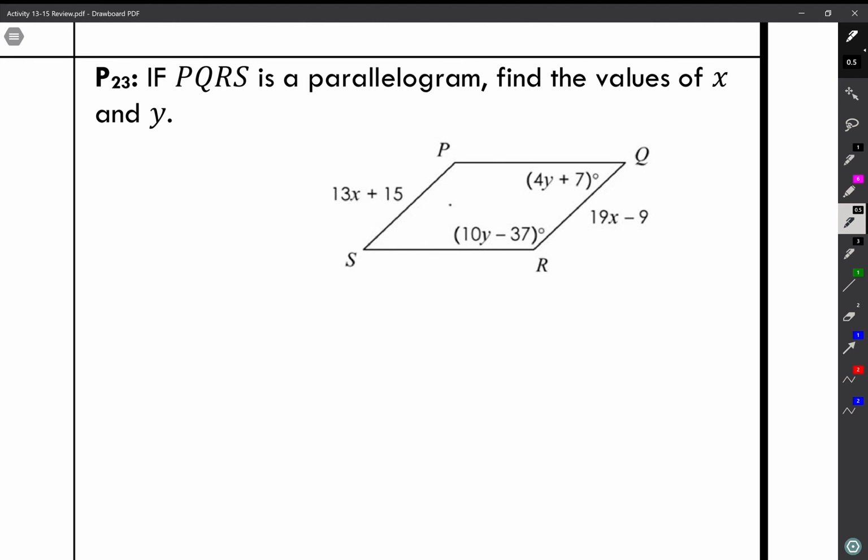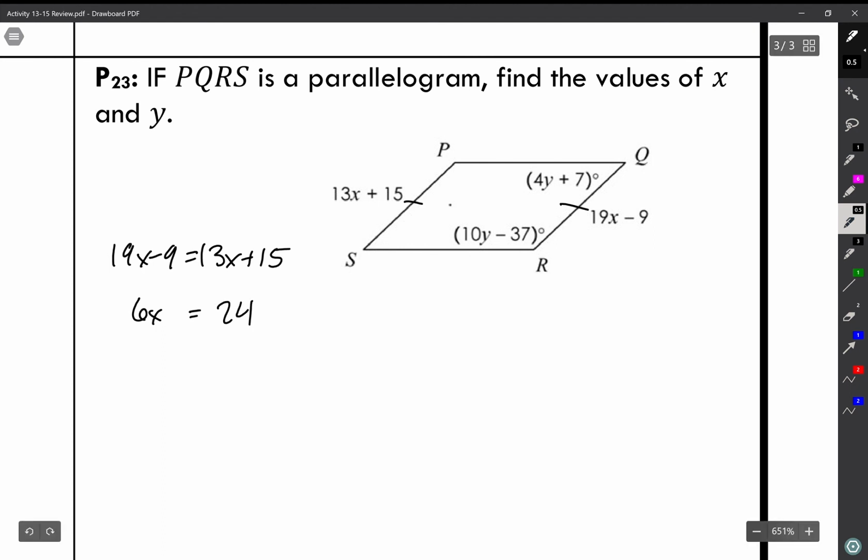So let's do x first. I know in a parallelogram opposite sides are congruent, so set them equal to each other. 19x minus 9 is equal to 13x plus 15. 19 minus 13 is 6x, is equal to 9 plus 15, which is 24. Okay, so x is just equal to 4.